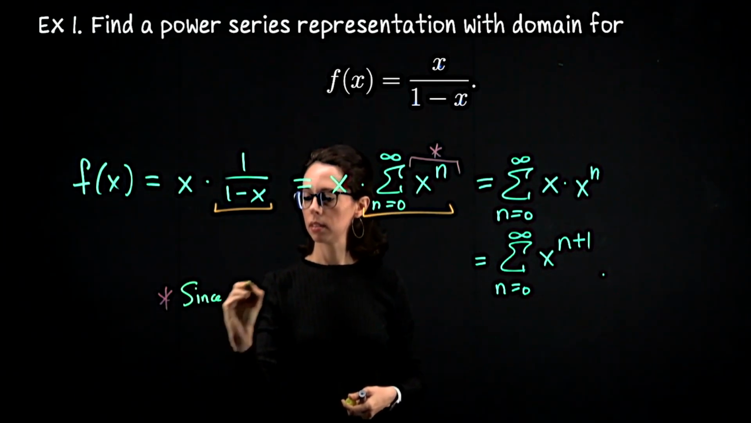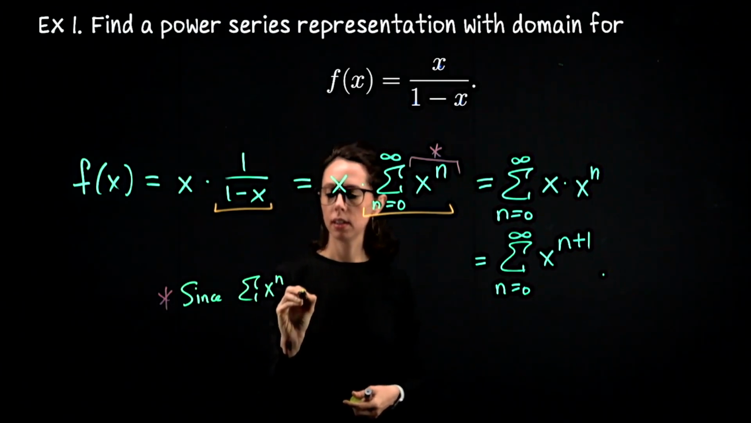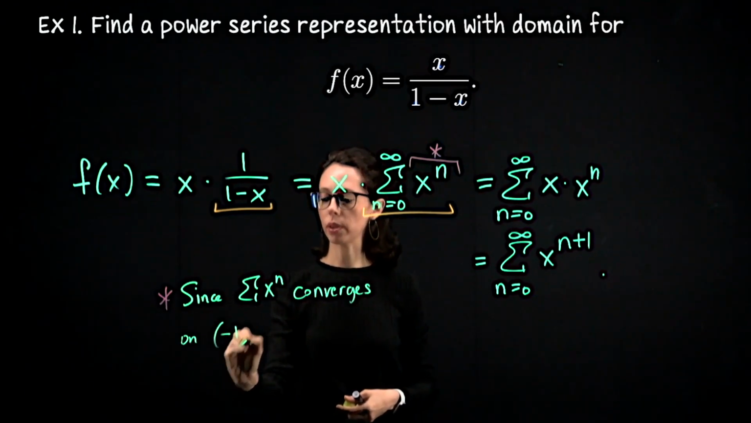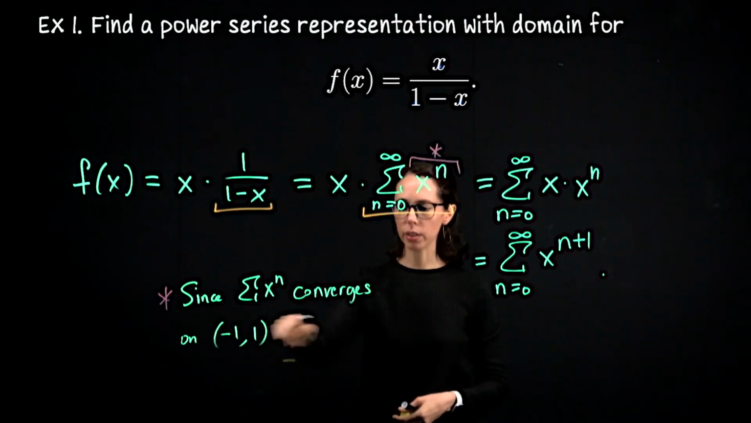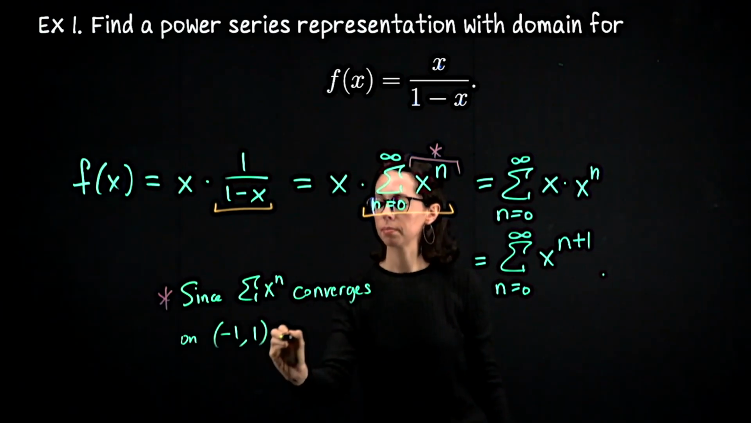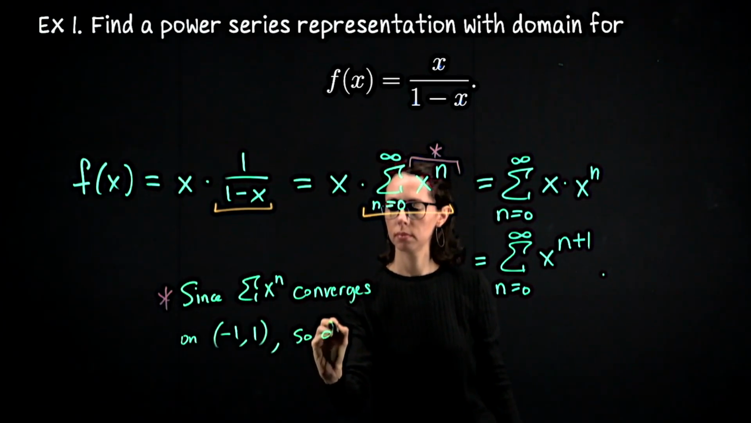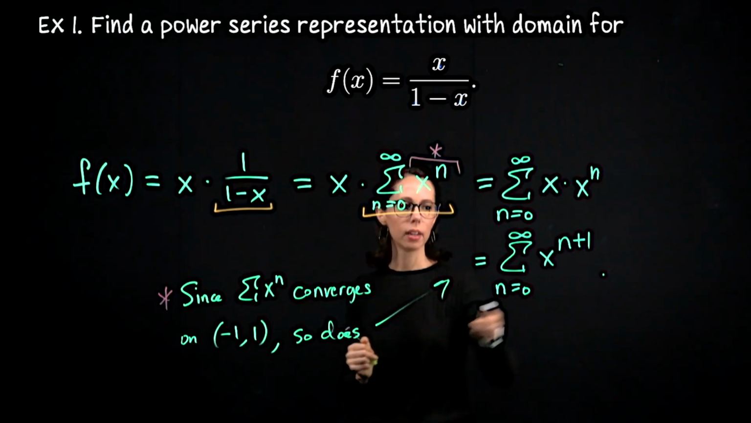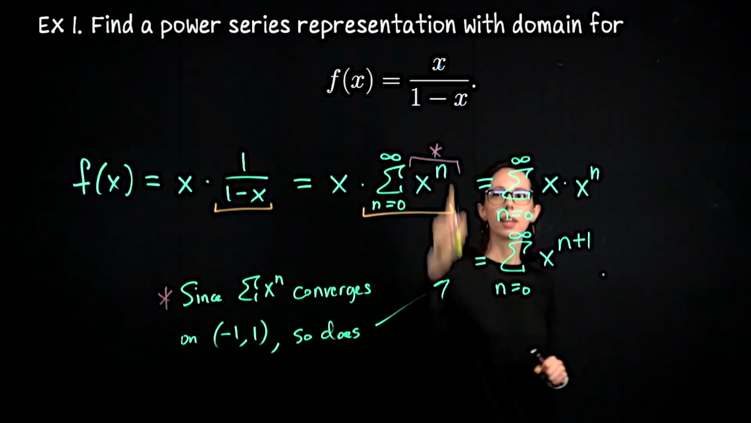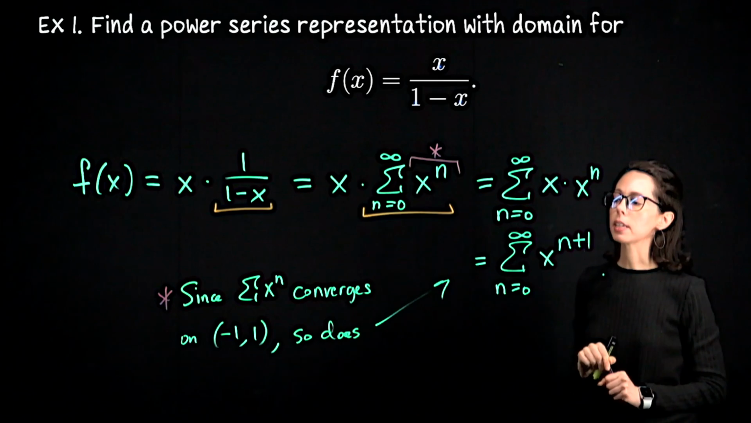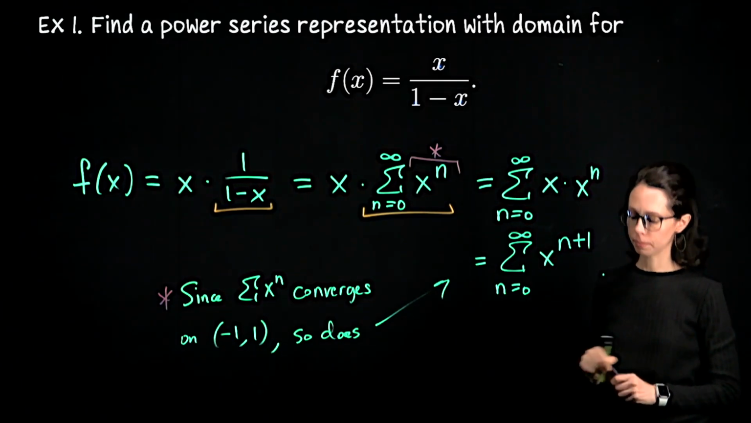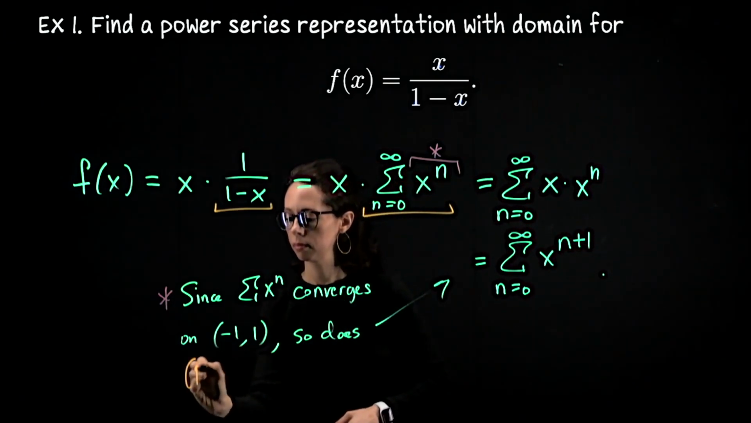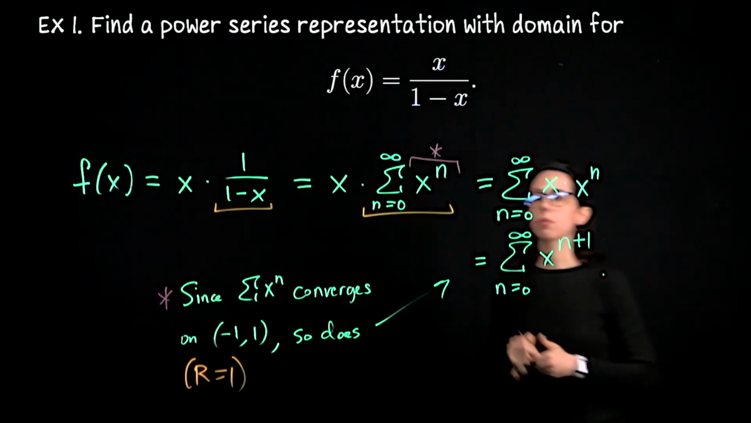Since x to the n converges on the open interval from -1 to 1, it's a geometric series here. It's not including the endpoints. That's what we have here. Okay, so our power series representation for this function, x over 1 minus x, converges strictly between -1 and 1. If you wanted to characterize this in terms of a radius of convergence, the radius would be 1, giving us a radius of 1 around the center of 0.